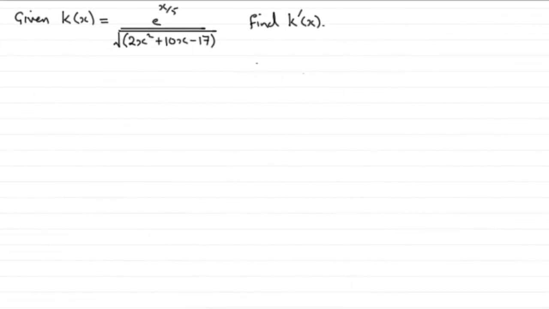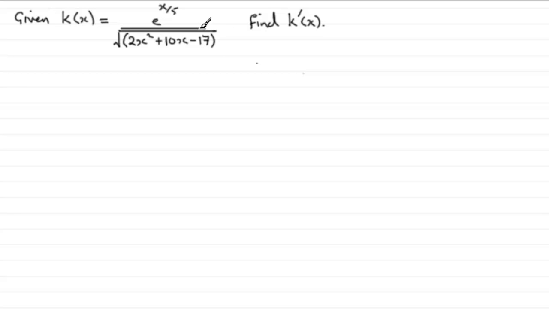Hi, this is an example you might like to try. It involves differentiation. We're given that k of x equals e to the power x over 5, all divided by the square root of 2x squared plus 10x minus 17. And we're asked to find k dash of x, in other words, to differentiate k of x with respect to x.